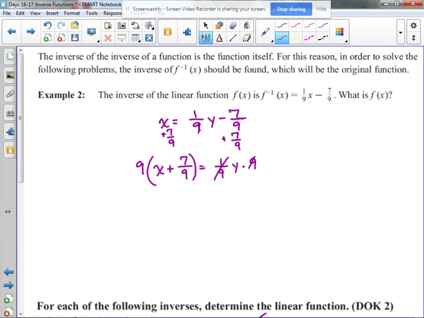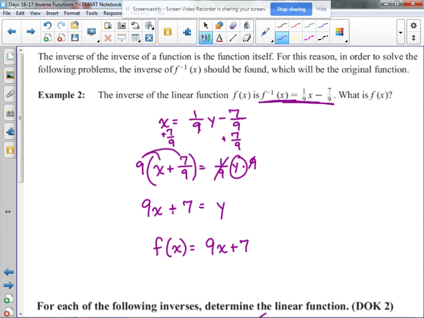1/9 times 9 is 1. That's why we do that. We distribute the 9 on the other side. We get 9x plus 7. If you don't believe me, type in your calculator. 9 times 7 over 9 is 7. Y is by itself. So that means f of x, the original function, is 9x plus 7.